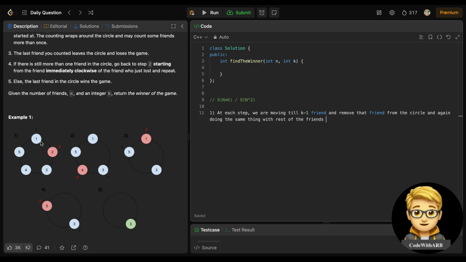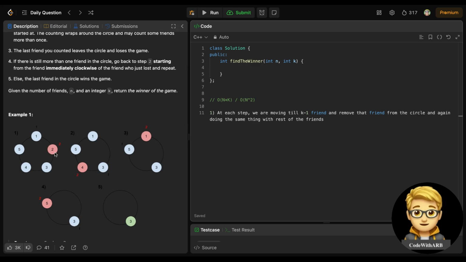In this case, see, we move k minus 1 friends, second is removed, again same for 4 is removed, again 1 is removed, again 5 is removed. So basically, the friends left after removing that friend, we will do the operations on those, right? So basically, we need to just simulate this process.